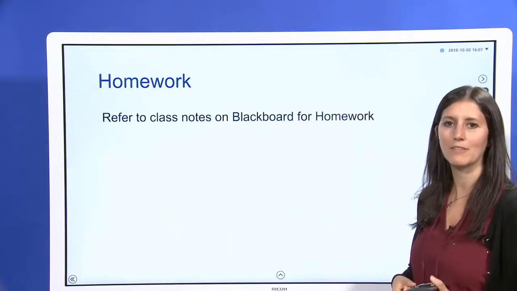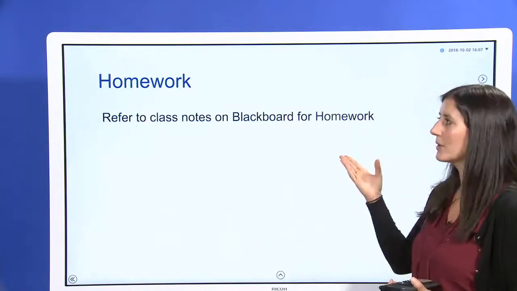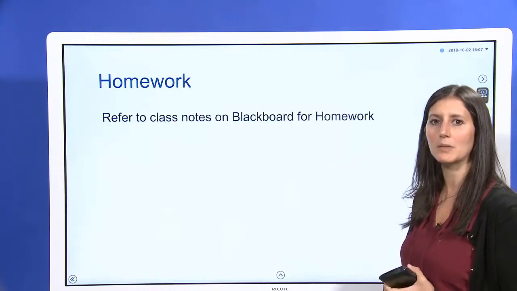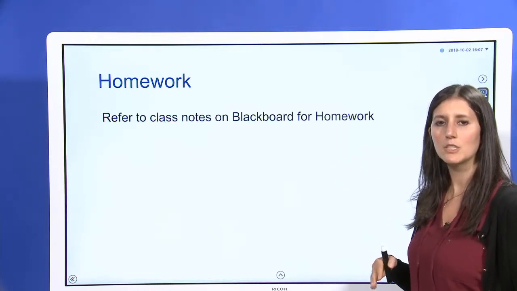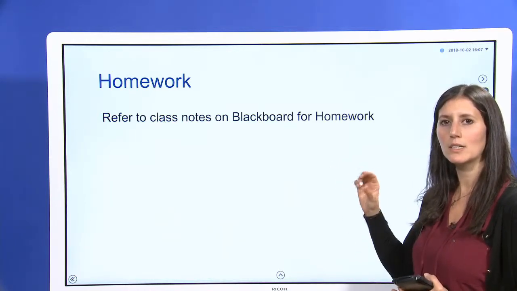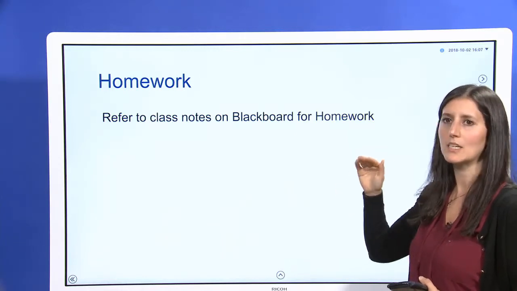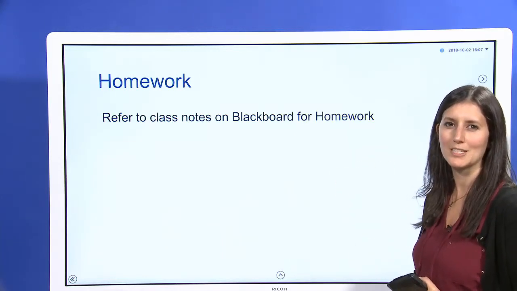All right, and now we have our homework. So the homework is not listed here, but if you go back to Blackboard, if you go to the notes section on the homework page, you could see all the homework problems that you can do with a description for each.